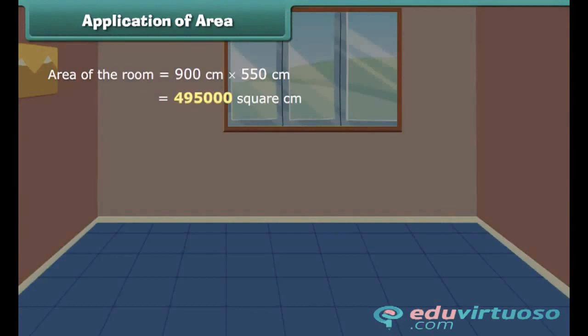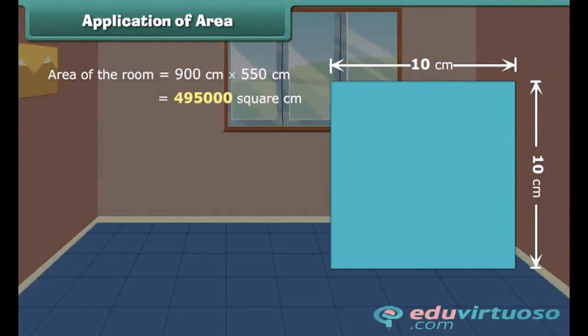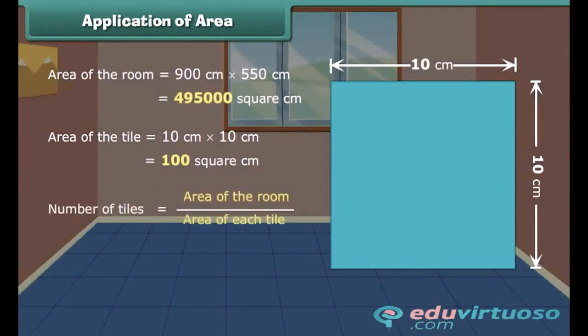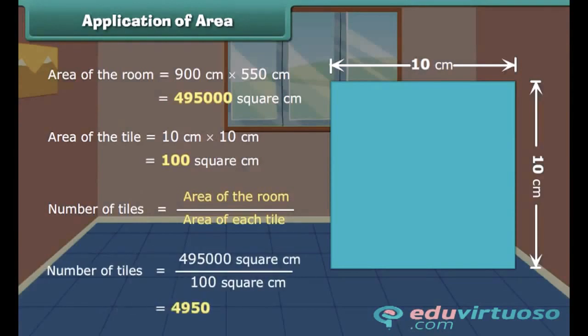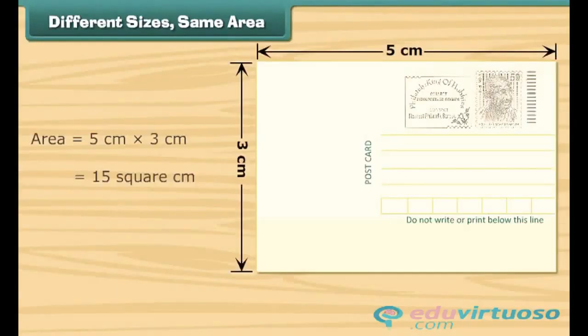It is equal to 4,95,000 square centimeters. Let us find the area of the tile now. Area of the tile is equal to 10 multiplied by 10. It is equal to 100 square centimeters. We can find the number of tiles needed by dividing area of the room by the area of each tile. Thus, number of tiles needed is equal to 4,950.